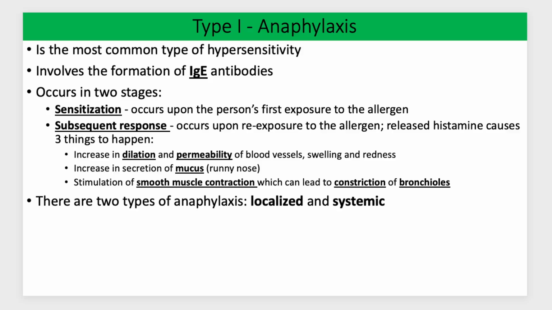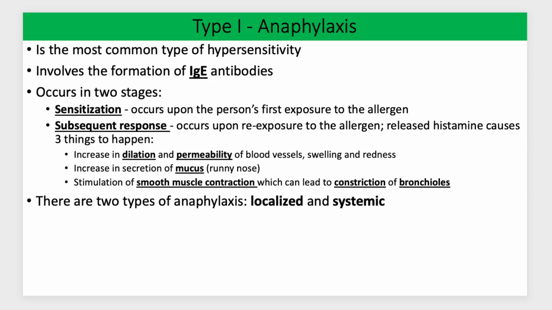It's the subsequent exposure, and we call this the subsequent response, when you're re-exposed to that allergen, and now you've already been sensitized to it, and you have this release of histamines, and that's going to cause three effects. Number one, you're going to have an increase in dilation, and the permeability of the blood vessels is going to increase, and that leads to swelling and redness. Then you're going to have an increase in the secretion of mucus, so you'll start to have a runny nose. And then the stimulation of smooth muscle contractions, and that leads to the constriction of your bronchioles. So you'll see difficulty breathing, runny nose, inflammation.